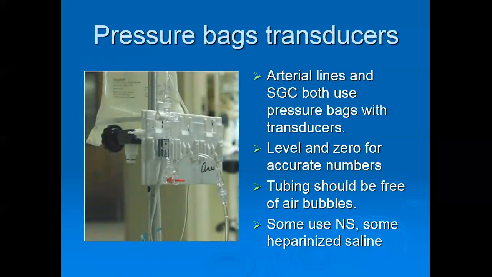Arterial line. You want to make sure that it is zeroed and level with the phlebostatic axis. If not, your number is going to be altered. Tubing should be free of air bubbles. We talked about that a little bit earlier.